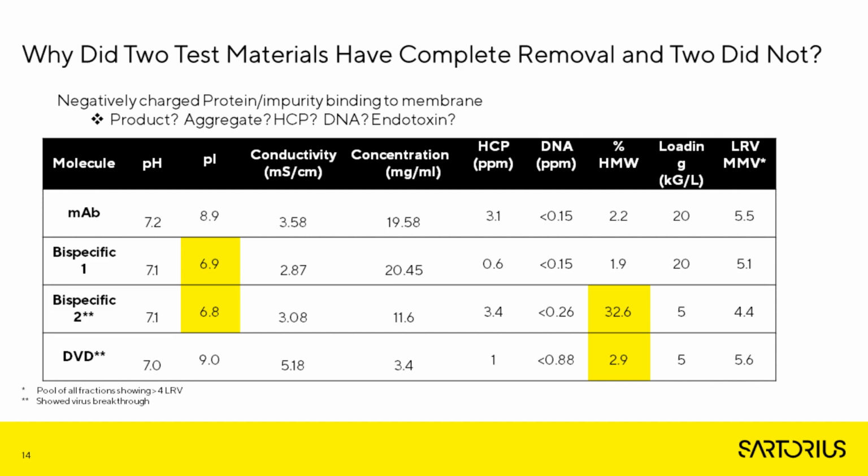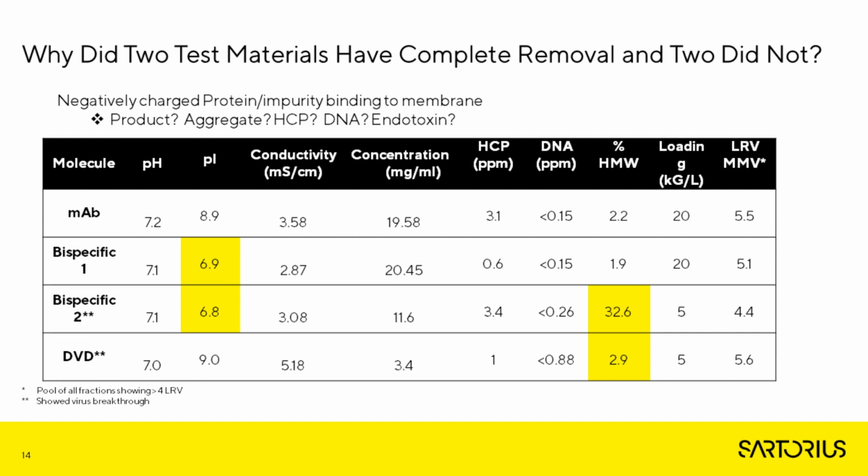Moving on to bispecific 2, that molecule did show a decline of virus retention after 5 kilograms per liter loading. So this molecule also has a PI value lower than the buffer. And this molecule also has very high aggregate levels. So here, I would not suspect product binding since the bispecific 1 molecule did not bind to the membrane. I think a more likely suspect here is the amount of aggregate. I think there were species of aggregate that were negatively charged that were binding to the membrane.